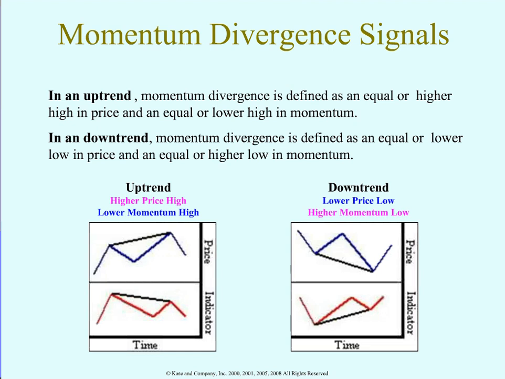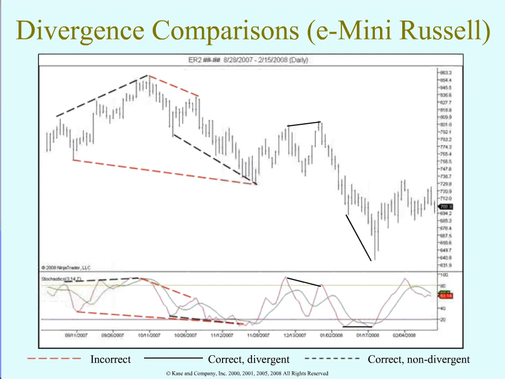Next, we're going to talk about what is momentum divergence, and this is really key. What is momentum divergence? In an uptrend, like this, momentum divergence is defined as an equal or higher high in price and an equal or lower high in momentum. In a downtrend, a lower low in price and a higher or equal low in momentum. This might seem like a very simple definition, but there are some fine points to its application. And Dean's going to go ahead and get into the fine points now.